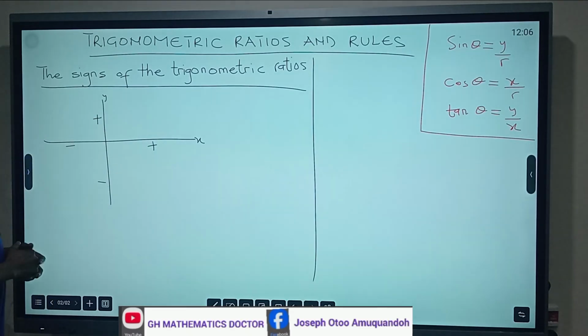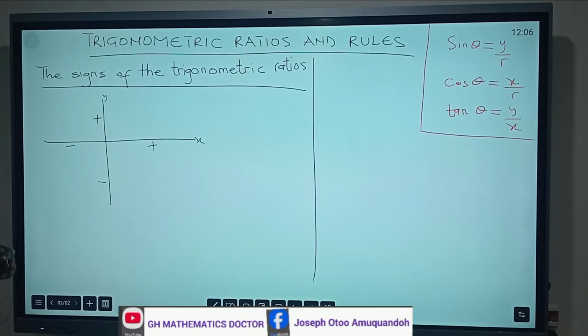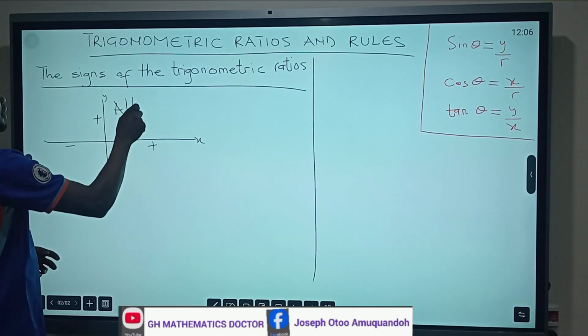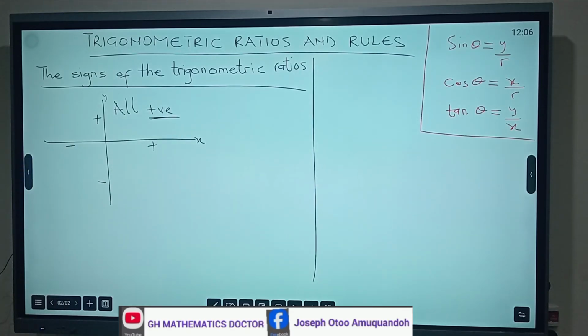which means in the first quadrant, all the 3 ratios, or all the 6 ratios, are going to be positive, because the x is positive, the y too is positive. So we are going to say that all the 3 are going to be positive. All the 3 ratios are going to be positive. Now we have the second quadrant. We move to the second quadrant.